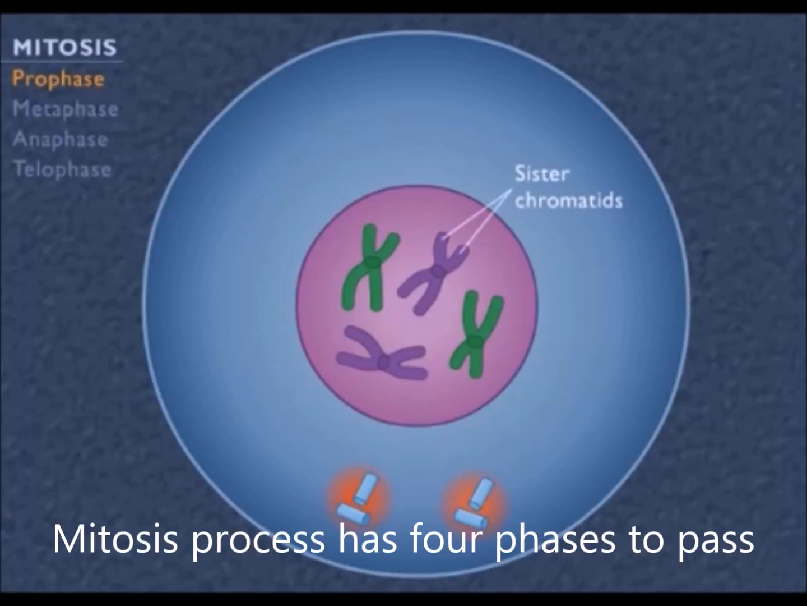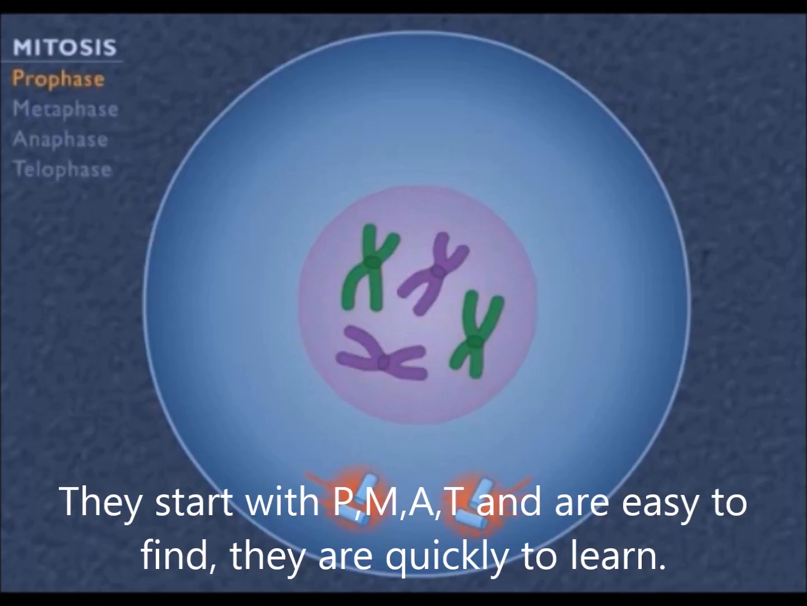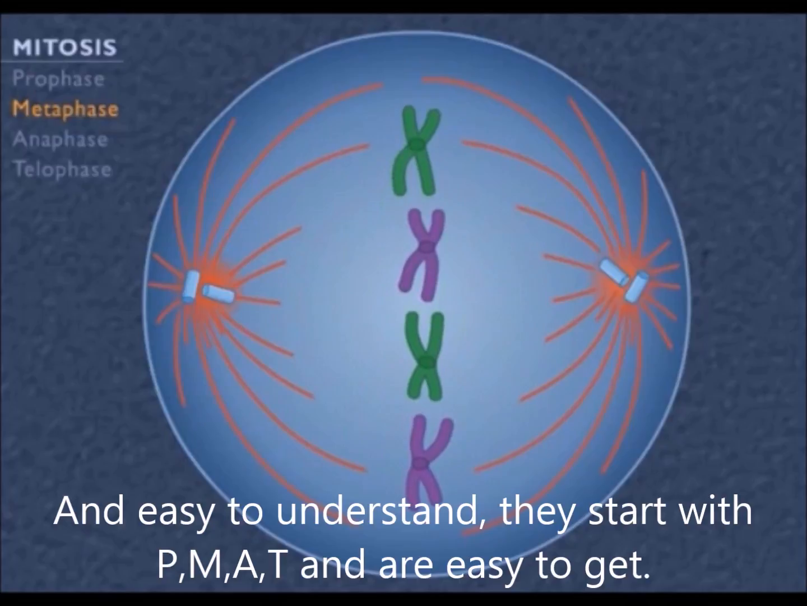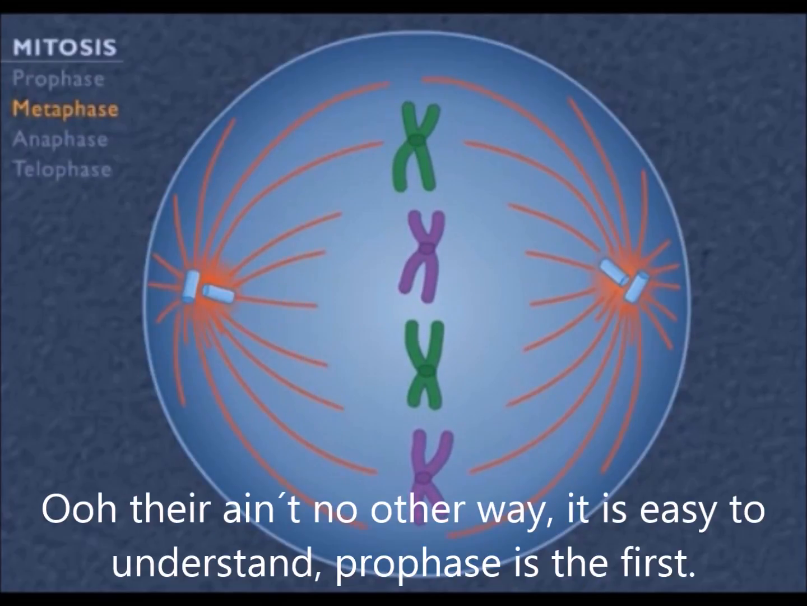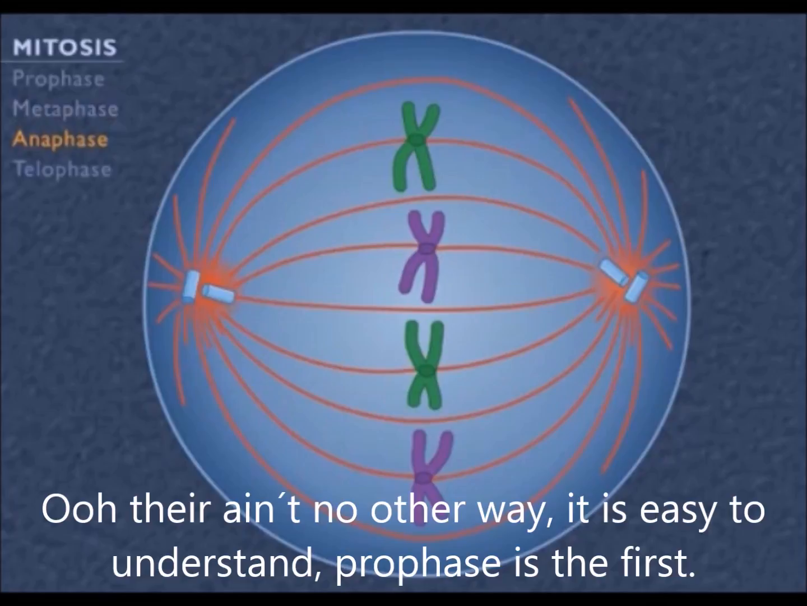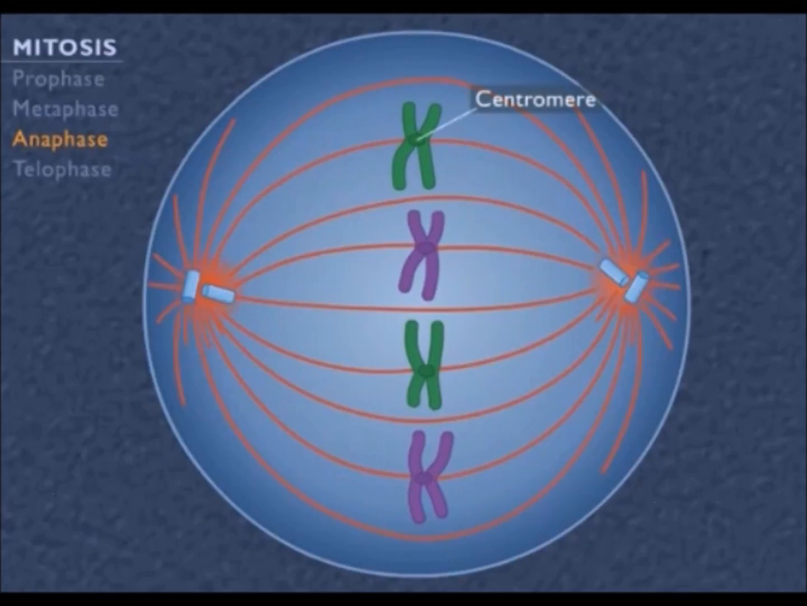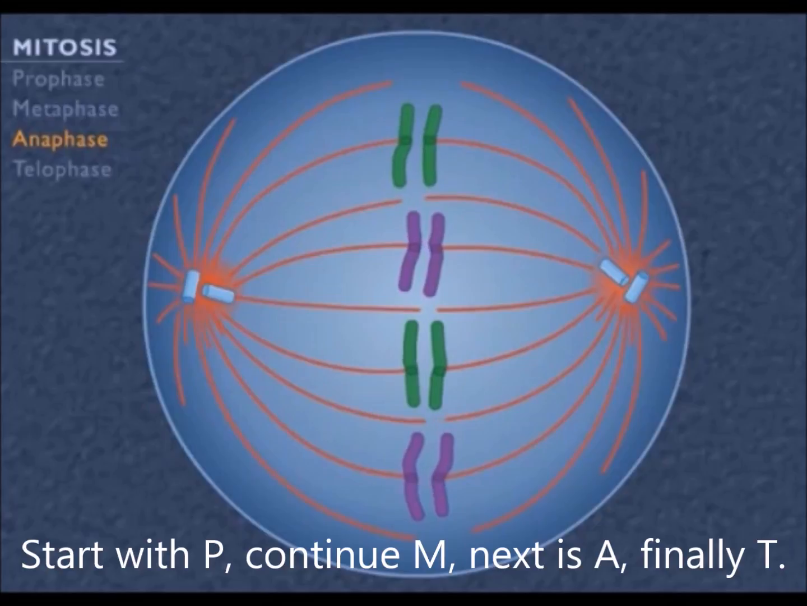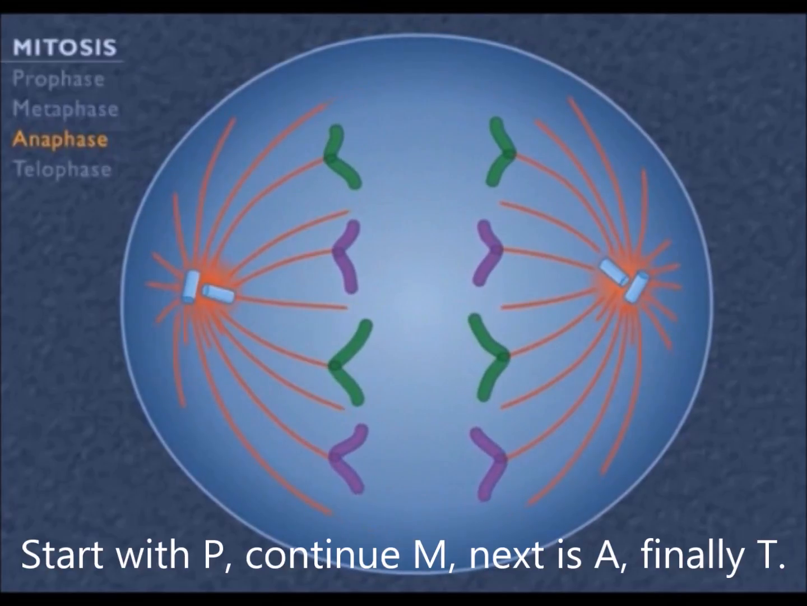Mitosis process has 4 phases too, but they start with P, M, A, T, and are easy to find. They are quickly to learn and easy to understand. They start with P, M, A, T, and are easy to get. Ooh, there ain't no other way. It is easy to understand. Prophase is the first. Ooh, there ain't no other way. It is easy to understand. Prophase is the first. Start with P, continue M. Next is A, finally T. Start with P, continue M. Next is A, finally T.